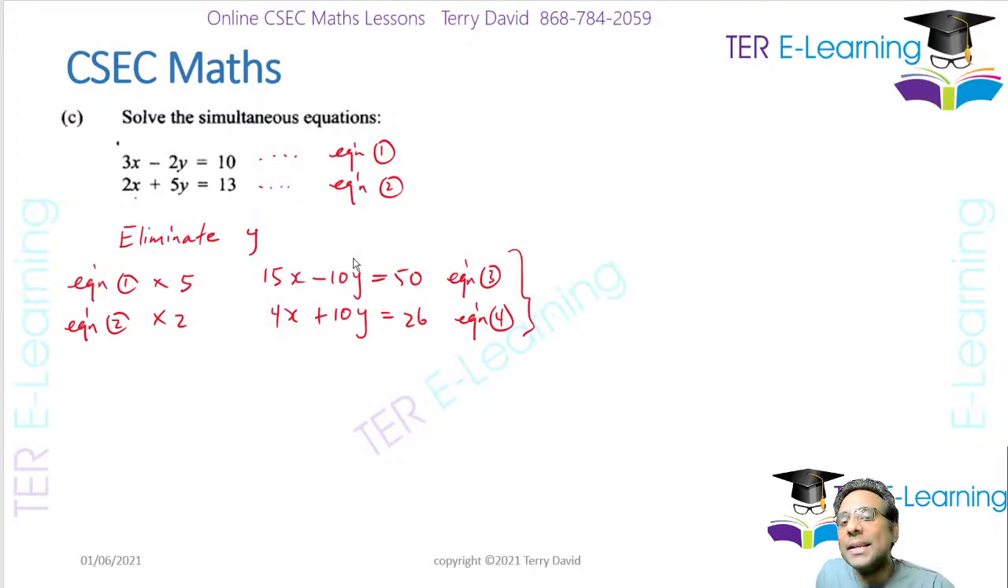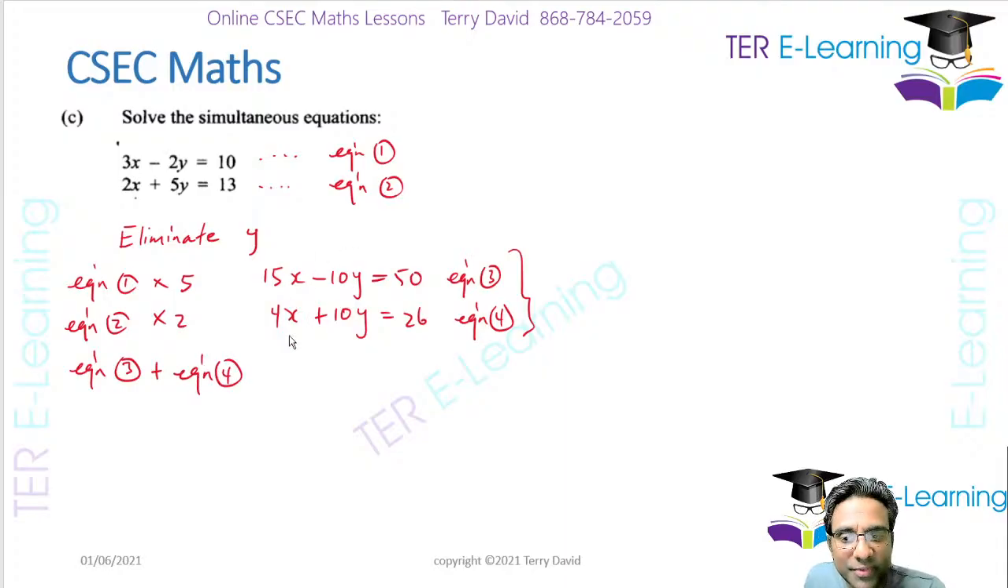So if I want to eliminate y, I must add the two equations. So this is just like the question we did previously. Some students have trouble understanding when to add or to subtract. If the signs are different, we need to add them. You have minus 10y in the first equation and you have plus 10y in the second equation. Therefore, if you want to eliminate y, we must add the two equations. So we're going to say equation 3 plus equation 4.